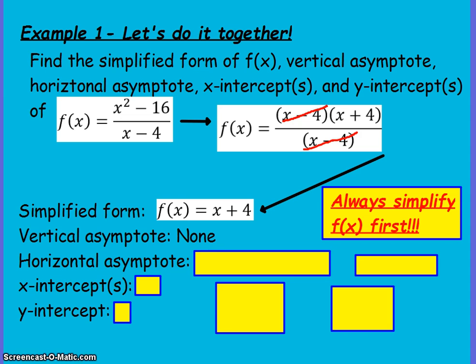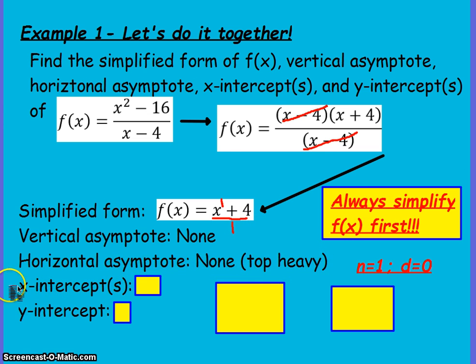Horizontal asymptotes. Remember, for horizontal asymptotes, we compare the degree of the numerator and the denominator. In this case, the degree of my numerator is 1, because x is to the first power. The degree of my denominator, again, it's over 1, which is a constant, and I know constants have an exponent or degree of 0. So in this case, we have a top-heavy equation, which means that there is no horizontal asymptote.